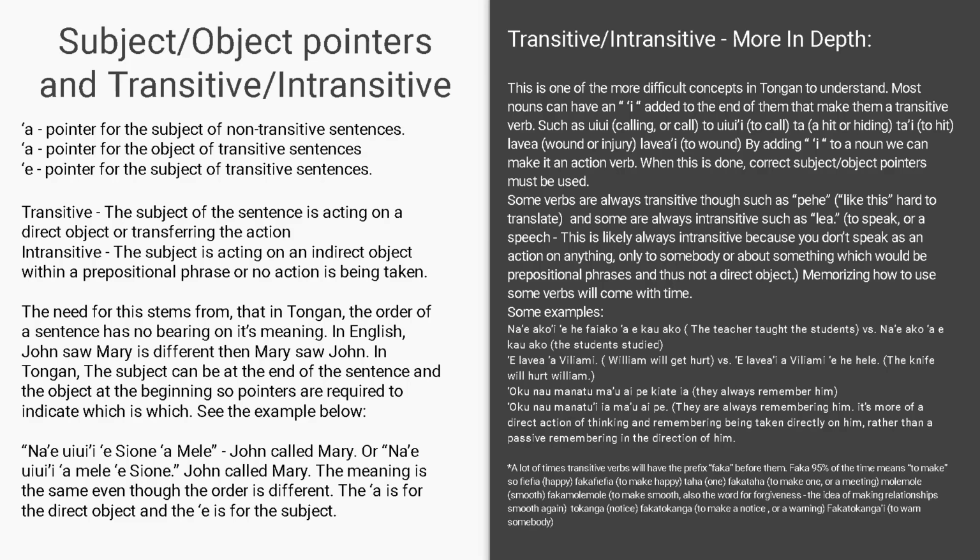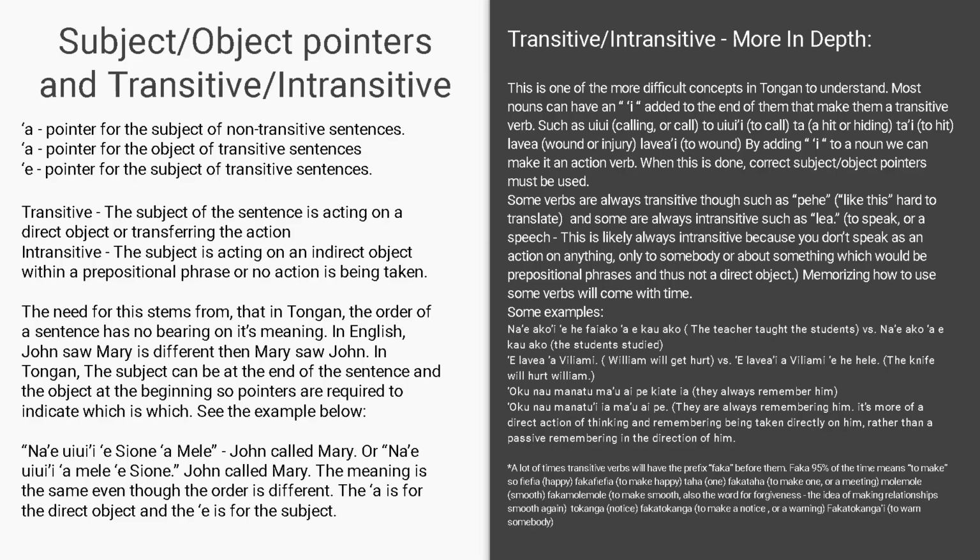A lot of times transitive verbs will have the prefix faka before them. Faka 95% of the time means to make, and it's used before a noun or a verb, but usually a noun. So fia fia, which is happy, if you say faka fia fia, that makes it into a verb, which is to make happy. Taha, which is one, if you do faka taha, it means to make one, which translates to our idea of a meeting. To whakataha together is all to come together as one in a meeting.